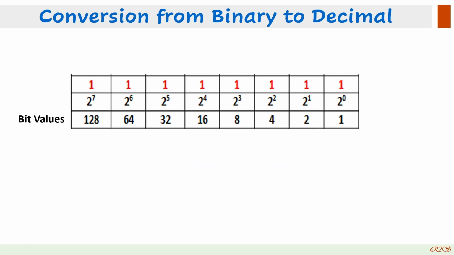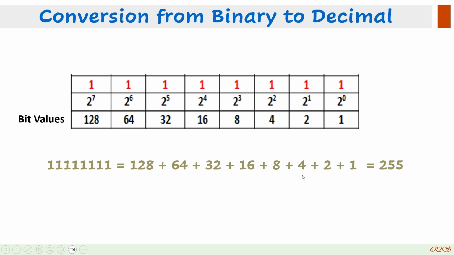Here is another example. If all 8 bits are 1, we need to add all the decimal values to convert this binary to decimal. If we add all these decimal values, we get 255, right? In the previous slide I said all 0s to all 1s means 0 to 255. So this is all 1s in binary, and the corresponding decimal value is 255.